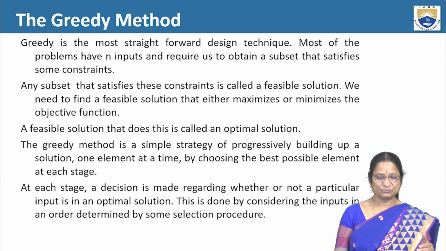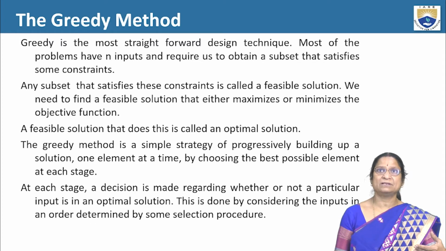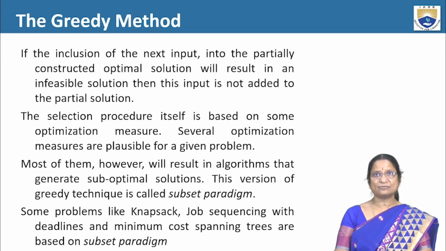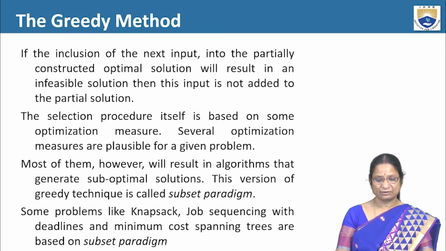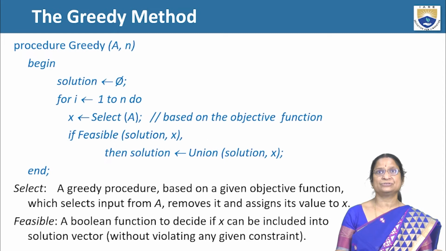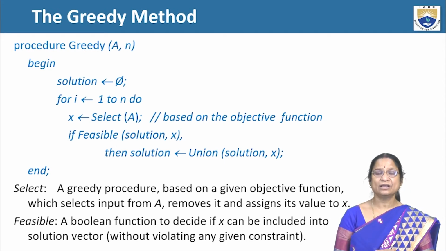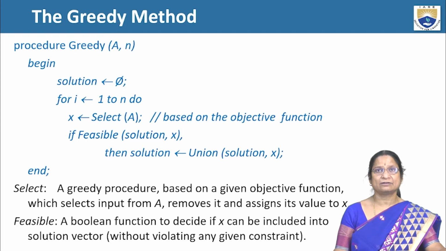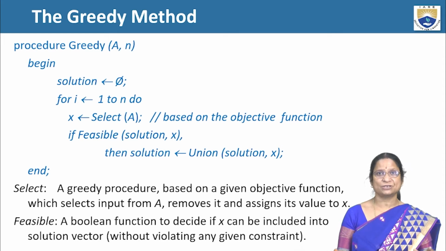So the greedy technique is going to be followed based upon the following steps. First, it is a straightforward designing technique. The subset that satisfies the constraint is called a feasible solution, and we select the procedure based upon some optimization measure, and several optimization measures are available for this particular problem. Here the subset paradigm is going to be considered. This is one of the examples of a generalized method of greedy technique. We will call it a control abstraction or a general method for the greedy technique.